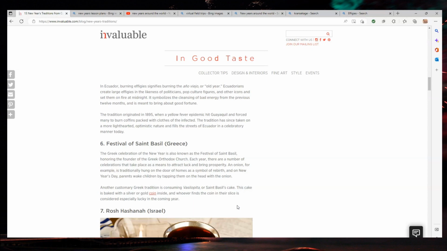Another customary Greek tradition is consuming Saint Basil's cake, Vasilopita. Maybe it's pita. I can't say it. This cake is baked, okay, we have to see it. Let's see what this looks like. It is baked with a silver or gold coin inside, and whoever finds the coin in their slice is considered especially lucky in the coming year.